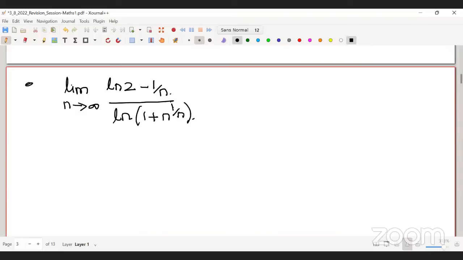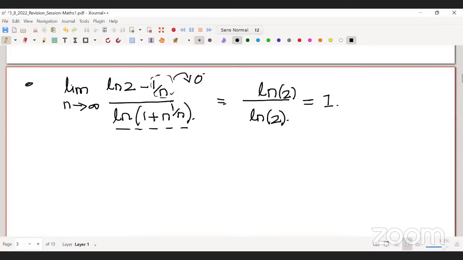The denominator we have already calculated the limit of, which is ln 2. And what will be the limit of the numerator? You have ln 2 minus 1 by n here, so 1 by n will tend to 0. So then you have ln 2 by ln 2, which is nothing but 1.